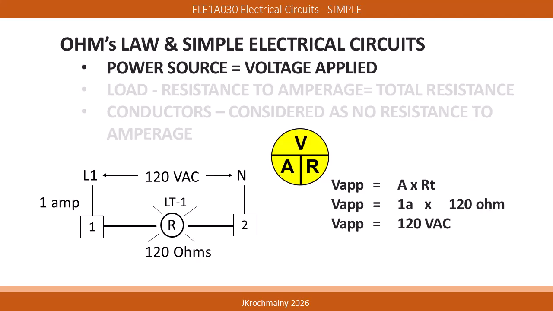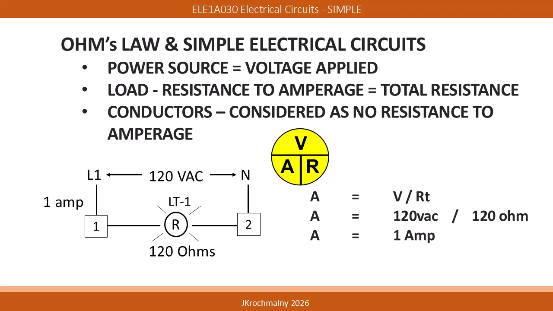Referring to the Ohm's law formulas, we can determine voltage applied to a circuit by multiplying the amps found anywhere in the circuit times the circuit's total resistance. In this example, 1 amp multiplied times 120 ohms equals 120 volts AC.